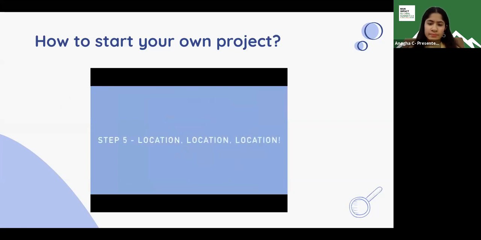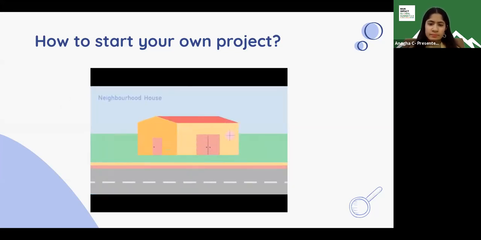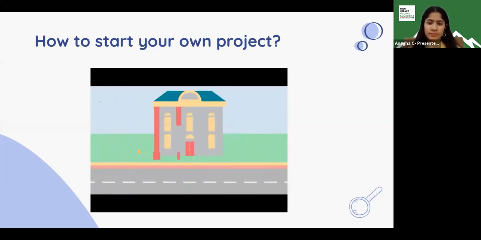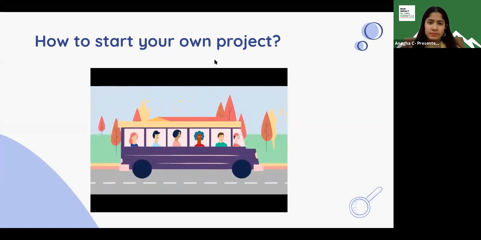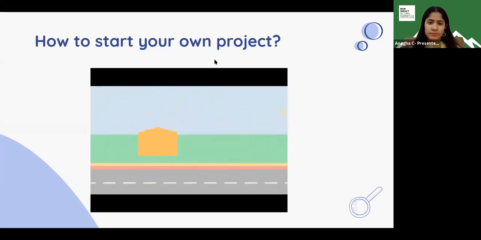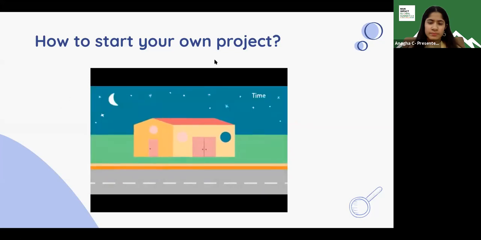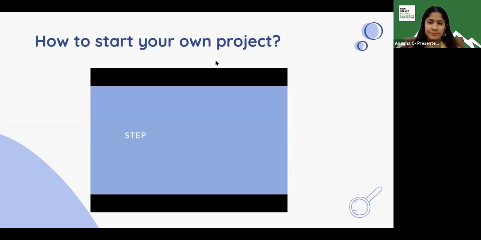Step 5. Location, location, location. Do you need a venue for your project? You can approach your local council, sports, or hobby club for casual room hire. Use the great outdoors or think outside the box for other options. How will people get there? Have you thought about access to public transport? How often will you need it? And what time will best suit the people that you want to come?